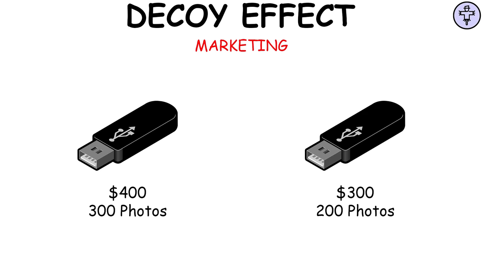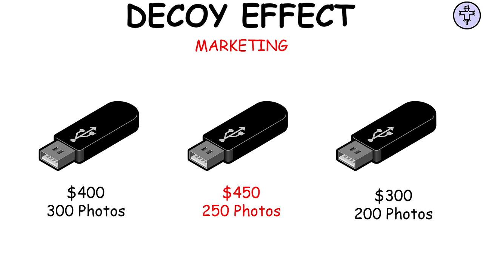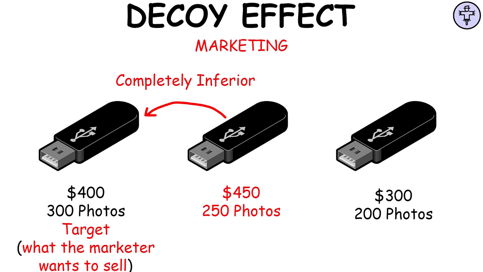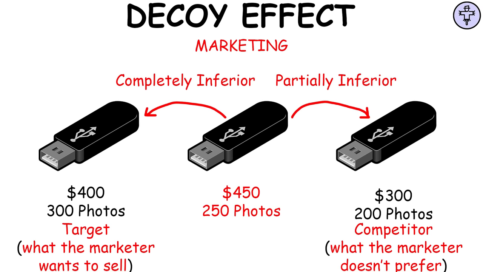Decoy effect. This bias is widely used in marketing. It's the phenomenon whereby consumers will tend to have a specific change in preference between two options when also presented with a third option that is asymmetrically dominated. An option is asymmetrically dominated when it is inferior in all respects to one option, but in comparison to the other option, it is inferior in some respects and superior in others.